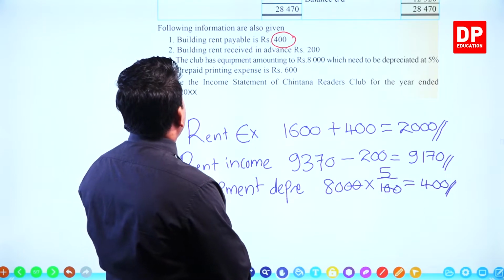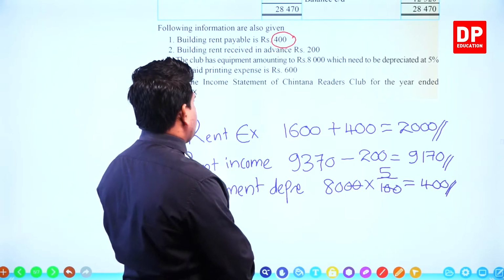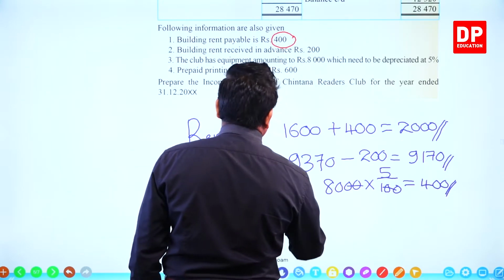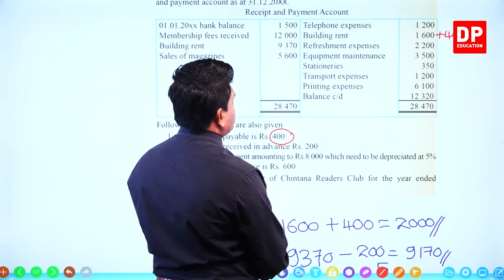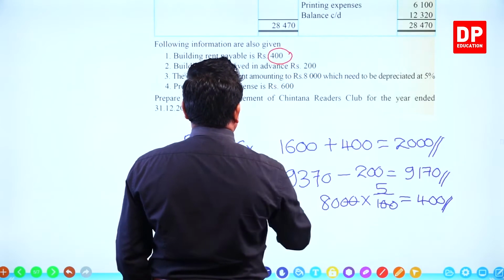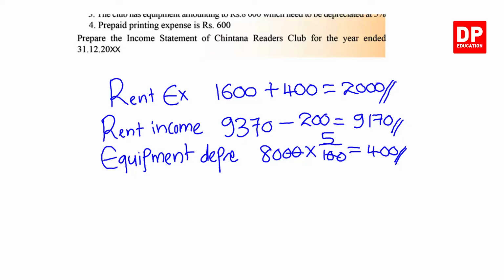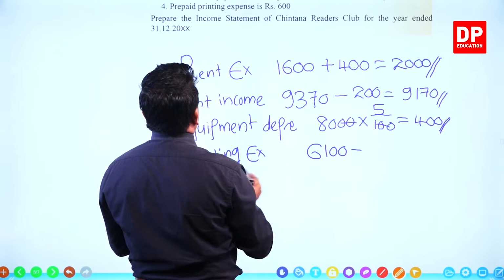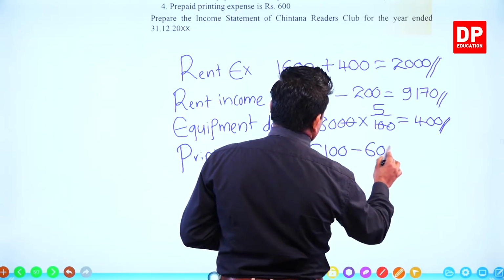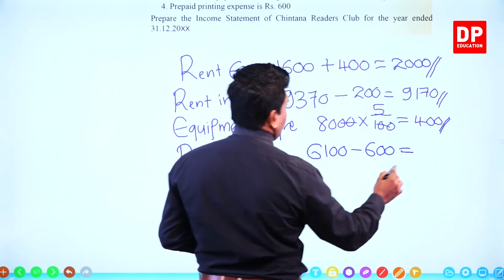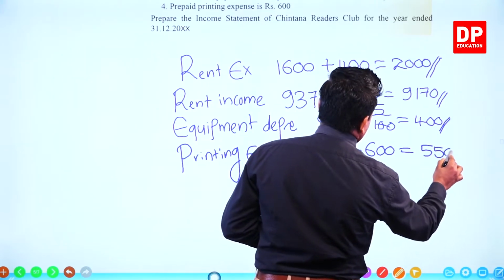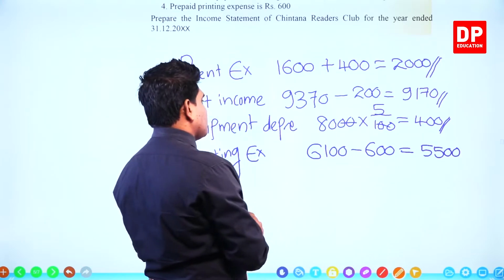Prepaid printing expense. Prepaid printing expense 600. You see the printing expense, how much? 6,100 printing expense. But 600 rupees out of this is prepaid. Then how much? 5,500 printing expense. Right?